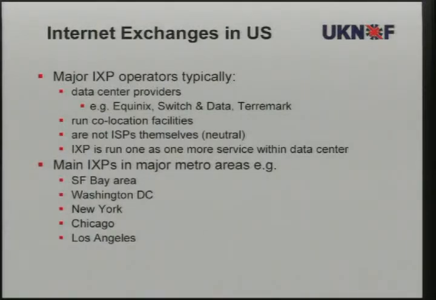The landscape's a little bit different in the US. Most of the big exchanges are operated by data center providers. So there's Equinix, who are NASDAQ listed, Switch and Data, who have got a facility in Cleveland amongst many other cities, and Terremark down in Florida. Their primary business is selling space. They're certainly not in the ISP business because the ISPs are their customers and they don't want to compete with them. But generally the exchange, like Equinix calls them IBXs, is run as just one more service within that data center. It's a way of attracting people to the data center and extracting more money from them.